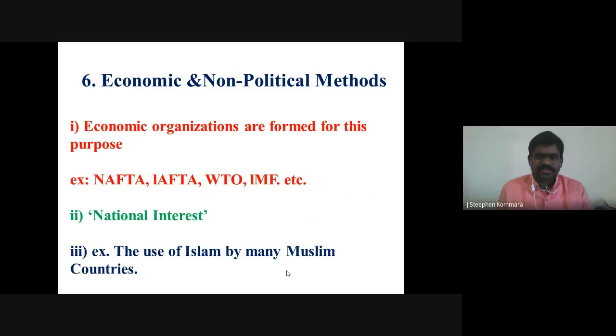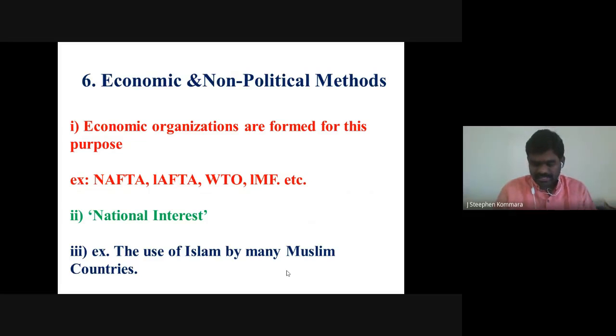National interest. So every state has a separate national interest. They follow a separate national interest. That is the basis on which every state has a separate economic policy. For example, the use of Islam by many Muslim countries. In many Muslim countries, because they follow Islam, their policies are somewhat different. That means Islam is what influences things there. So this is the sixth instrument of foreign policy, economic and non-political methods.